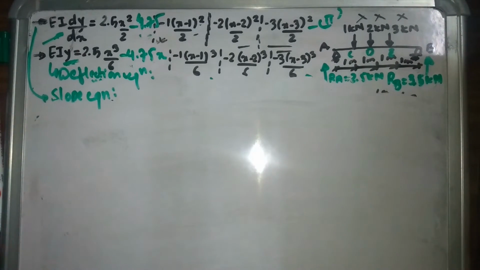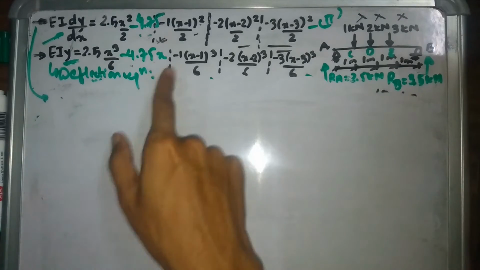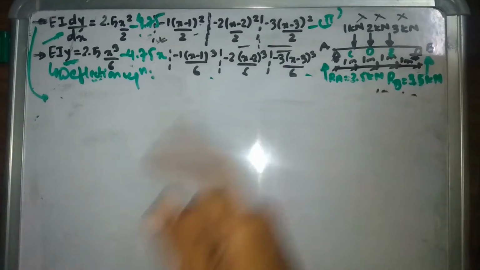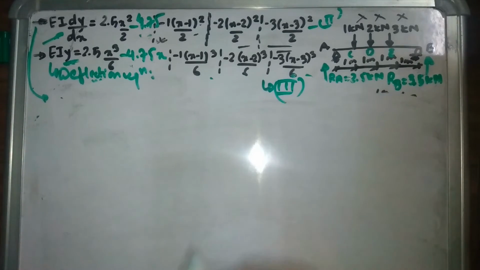So now we are going to go for our deflection equation. So this is our deflection equation. EI y equals 2.5x cubed by 6, all this long equation, equation number 3, is our deflection equation, and we are going to use this in order to calculate our deflection. So it is quite easy.